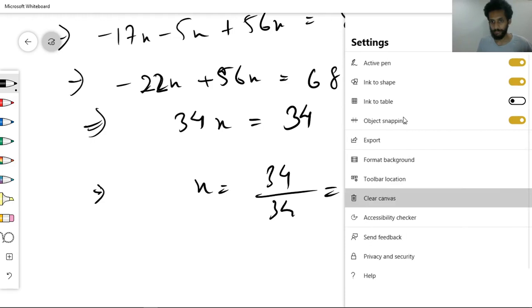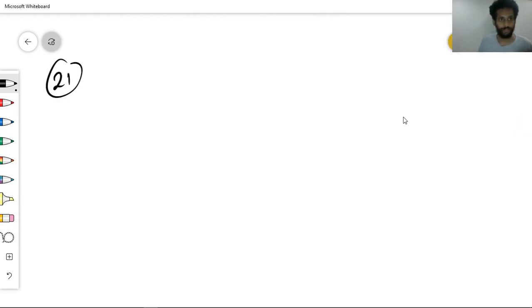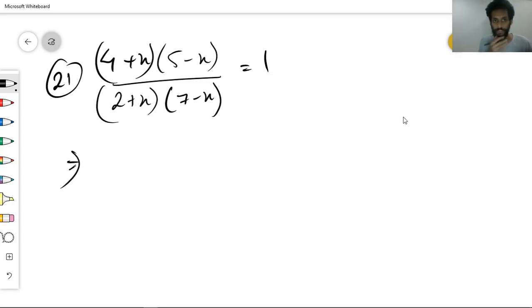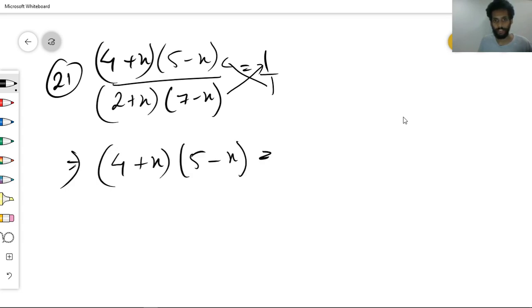So now next one, we will be trying to complete this exercise today. So (4 plus x)/(5 minus x) and here it is (2 plus x)/(7 minus x) is equal to 1. Okay, 4 plus x, 5 minus x, this will be going there, it is 1 here. So this will be going here. Now no changes will be coming because on the other side we are multiplying by 1. Okay, but it will be 2 plus x, 7 minus x.